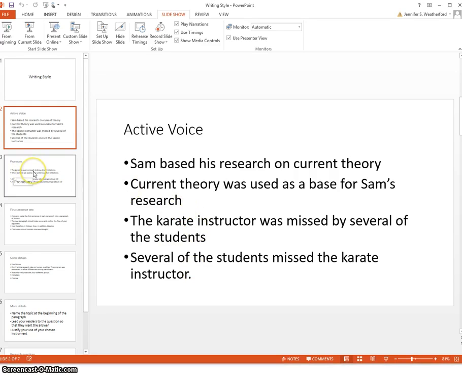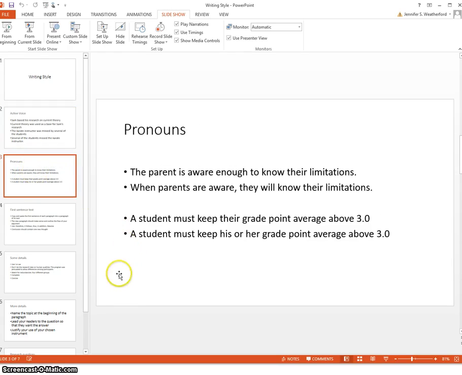Okay, let's look at pronouns here. It's so difficult because you don't want your paper to be full of he or she's. But on the other hand, if you're just talking about one person, you don't want to use their or them. So, the parent is aware enough to know their limitations. Well, this is one parent here, and their means more than one, so they don't match. You can change it like this: when parents are aware, they will know their limitations, or the parent is aware enough to know his or her limitations.